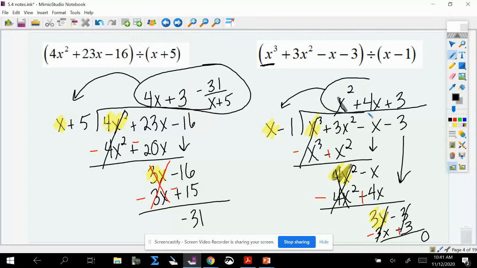What that means is that this was perfectly divisible. That means that this is a factor of the original polynomial because it divided evenly with nothing left over, with no remainder. That is the ideal situation. It does happen a decent amount, but if that happens, you don't have to write anything in addition because there is no remainder.